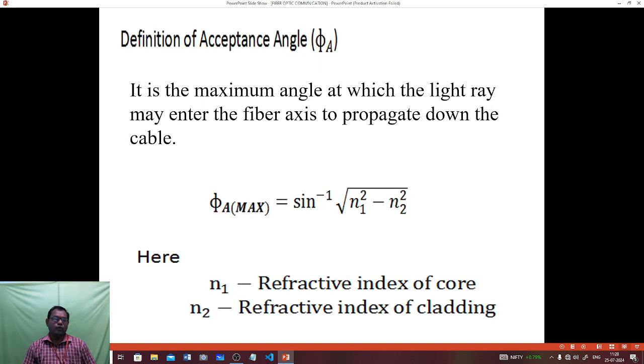So next, the definition of the acceptance angle: it is the maximum angle at which the light ray may enter the fiber axis to propagate down the cable. So phi a is called the acceptance angle. Maximum acceptance angle is equal to sine inverse of the square root of n1 square minus n2 square. Here n1 is the refractive index of core, n2 is the refractive index of cladding.